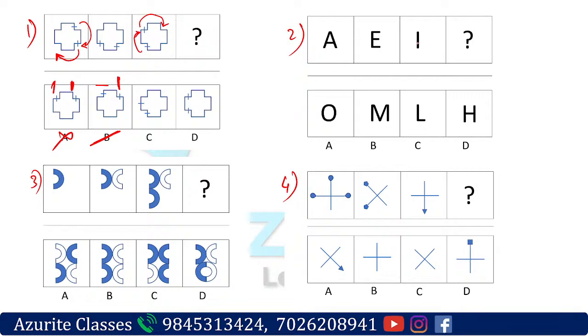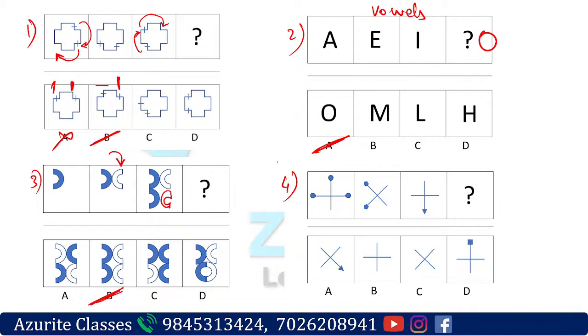Second one, A, E, I, you know what will be the next? These are vowels, right? These are vowels, means A, E, I, O will come. So answer option A here. Okay, now the third one, so there is one extra figure added here, that is non-color, and then here also one extra figure will be added in the next, that is non-color. So answer option B for ball.